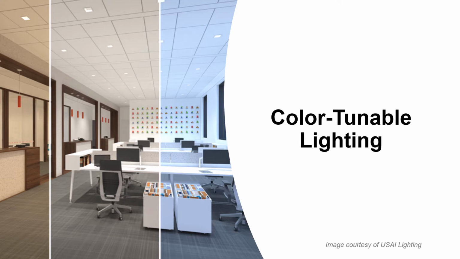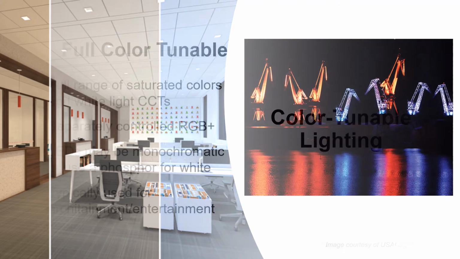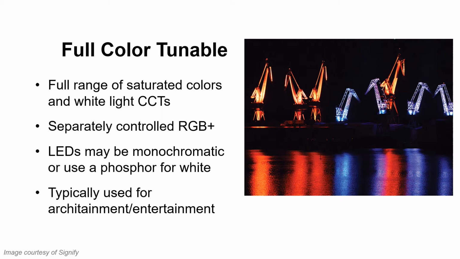Now that we understand the relationship between light and color, we can begin to evaluate color tunable LED lighting options. The first option is full color control. These LED products can produce a huge range of saturated colors as well as white light CCTs via 3 or more separately controlled primaries, for example, RGB plus amber or white. Generally, RGB is the minimum, but some systems use up to 7 or more colors.